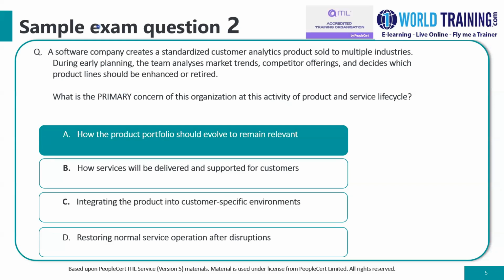A further clarification on how services will be delivered and supported for customers: even though delivery and support will actually happen in the deliver and support activities of the life cycle, the concerns regarding these two will be required much earlier. For example, during design, acquire, and transition, these three areas. And the actual delivery and support will happen in the deliver and support activities.